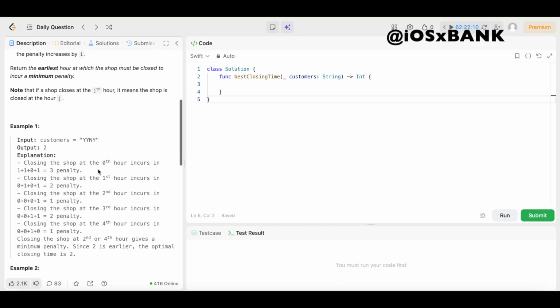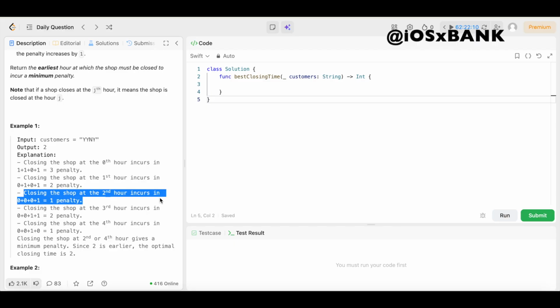Then it says if we close the shop at the 2nd hour, it incurs 0 plus 0 plus 0 plus 1, so 1 penalty, right? If we close the shop right here, then these customers will be able to come, so there's no penalty. We didn't have customers coming here anyway, so there's no penalty here, but we'll catch a penalty here because a customer was supposed to come, but it was closed. Thus, we get 1 penalty.